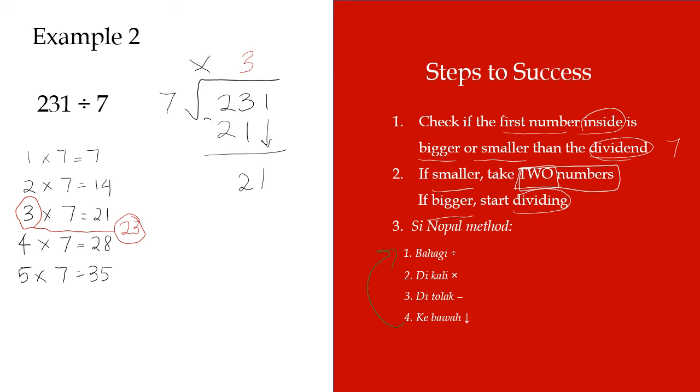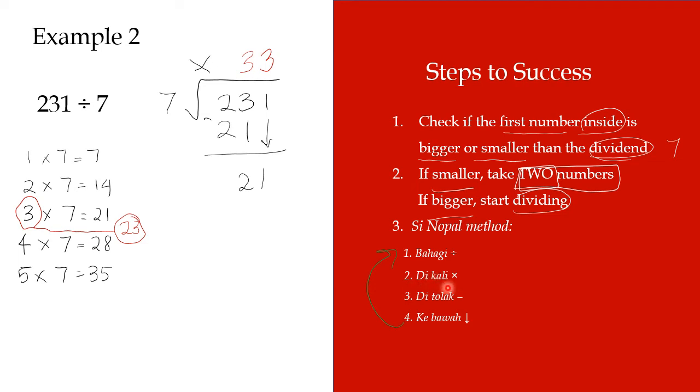So bahagi this number. So 21. What is 21 divided by 7? Can you see any 21 here? Yes, it's right here. So 21 divided by 7 is 3. So we're going to write down 3 on top here.